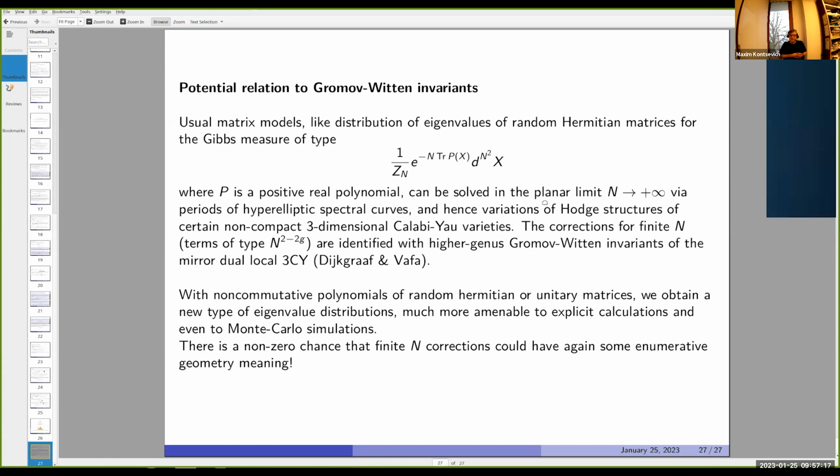This can be solved in the planar limit, when n goes to infinity, via periods of some hyperelliptic spectral curves. And hence you get variations of Hodge structures of certain non-compact three-dimensional Calabi-Yau varieties. But then for finite n, you get slightly different distributions, slightly different correlators, and you get corrections of type n to the power 2 minus 2g, which eventually can be identified as high genus Gromov-Witten invariants of the mirror dual local three-dimensional Calabi-Yau. It's a famous prediction by Dijkgraaf and Vafa.